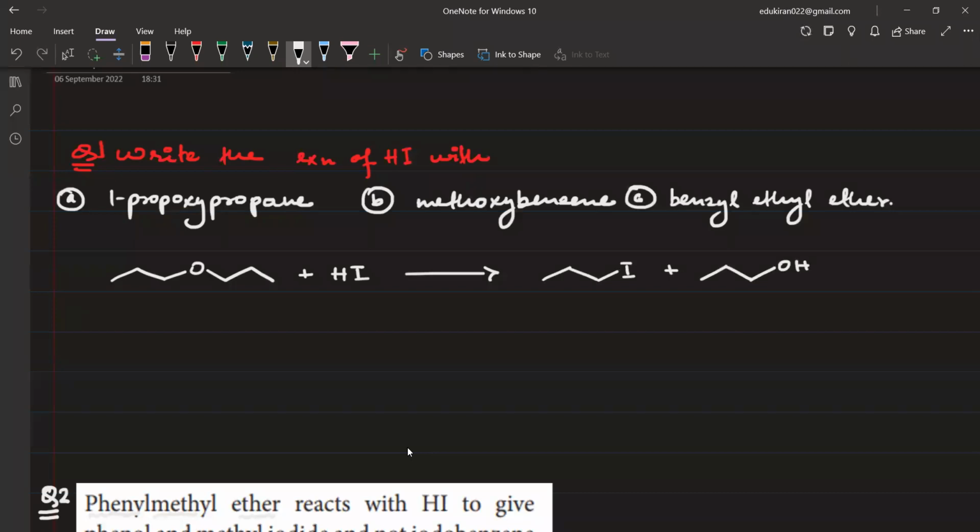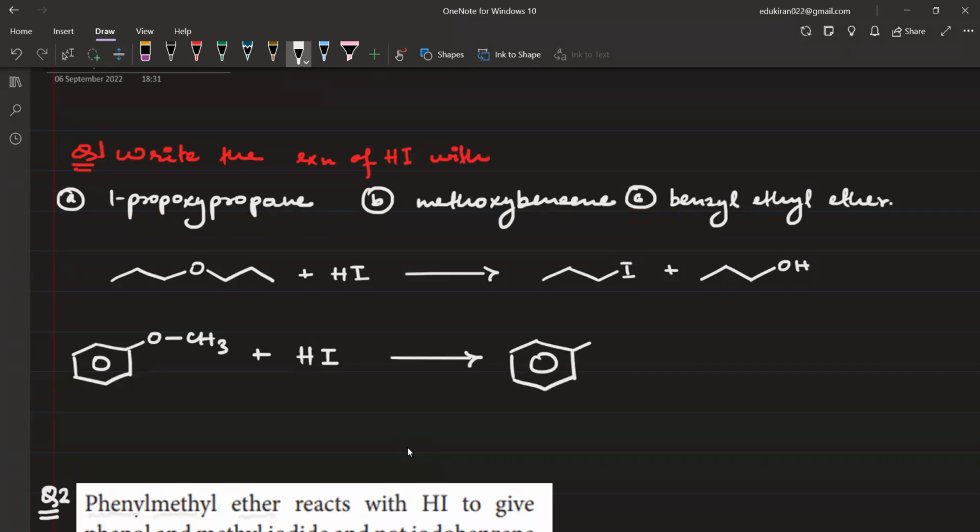In the next one, we have methoxy benzene. So if we look at the methoxy benzene, we have O here, and then we have CH3. Now, either this bond can break or this bond can break, but all of you must know that this bond, which is the C-O bond of benzene, has partial double bond character. That is why when it reacts with HI, that C-O bond does not break. The C-O bond of benzene will not break because it has partial double bond character, and that's why it will be phenol plus CH3I.